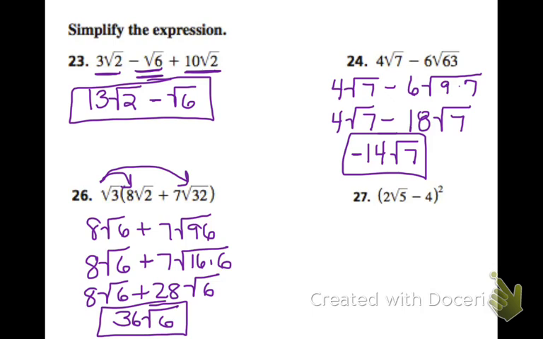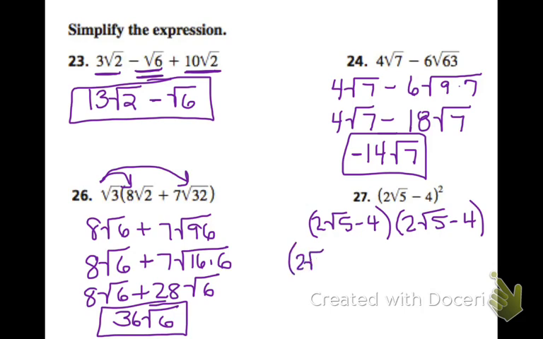In this case, we have 2 square root of 5 minus 4 and 2 square root of 5 minus 4. So the 2 square root of 5 becomes squared, right? So we'll have 2 square root of 5 squared, which is going to be 2 squared times square root of 5 squared, or 4 times 5, which is 20.